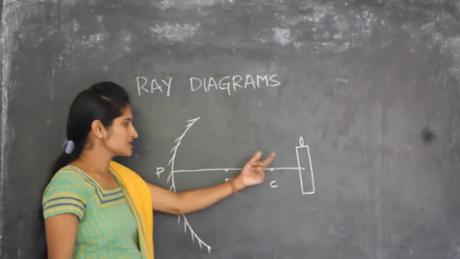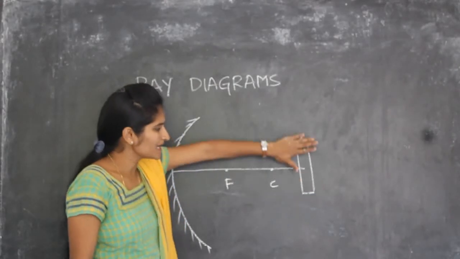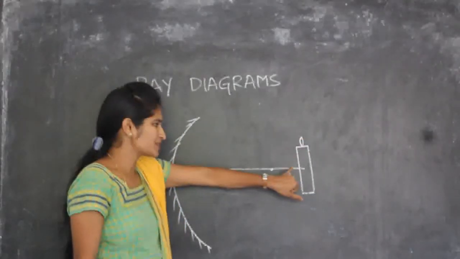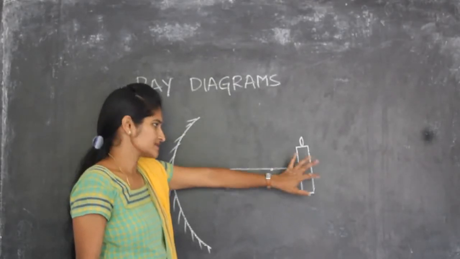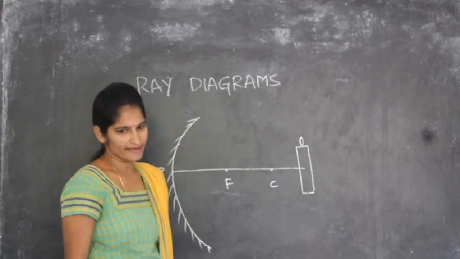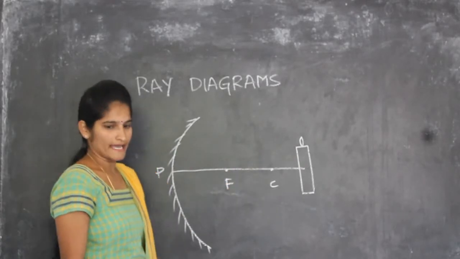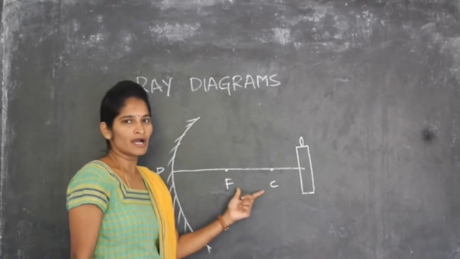See, in the last case, we have seen that the candle was placed on top of the principal axis. But here I am not placing it on top of the axis. I am placing it in between the axis. Now I need to draw the ray diagrams. Try yourself in your papers.